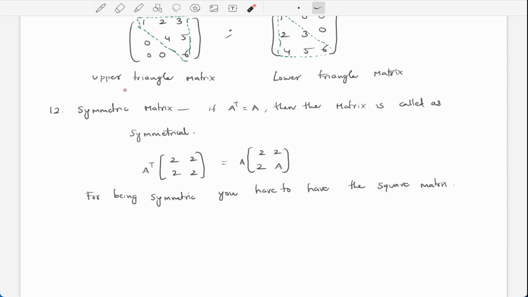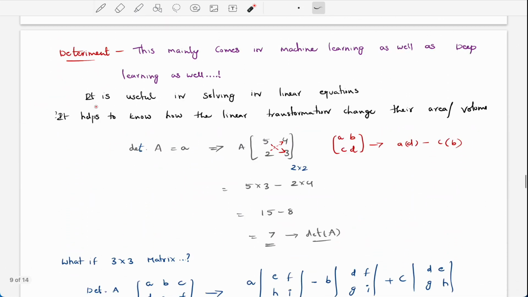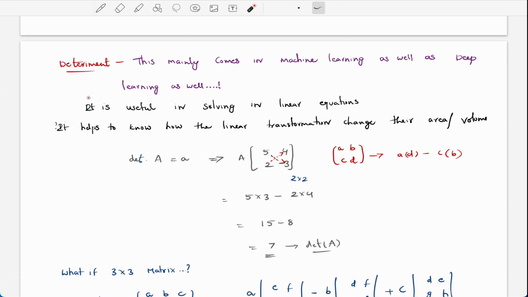In our previous lecture, we discussed the 12 types of matrices. I hope you have a better understanding of these 12 matrices. After that, we're going to cover one of the most amazing topics in matrices, something known as the determinant.